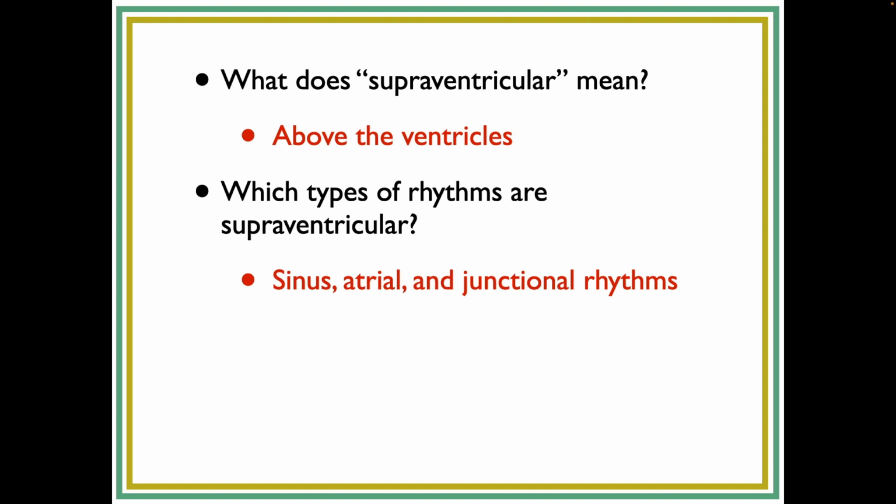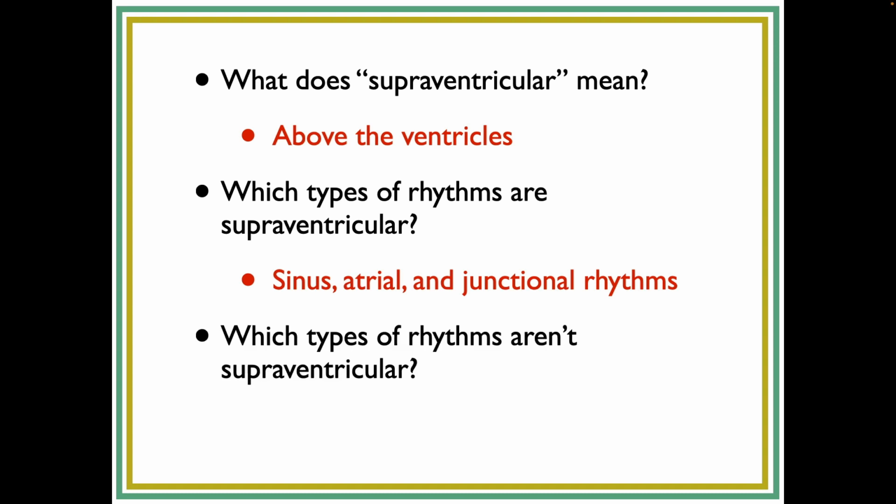Okay. Sinus, atrial, and junctional. If those are the supraventricular rhythms, which type of rhythm is not supraventricular? There's only one. If supraventricular means above the ventricles, there's only one type of rhythm that's not above the ventricles, and that's what? It's one of these dumb questions that's almost too hard because it's easy. Ventricular. Yeah.